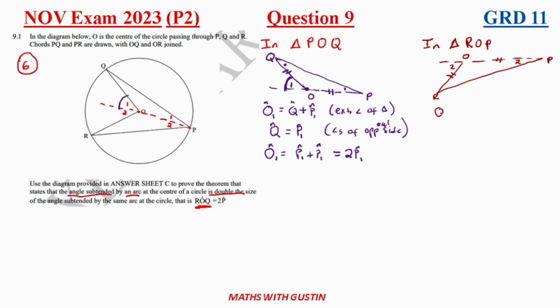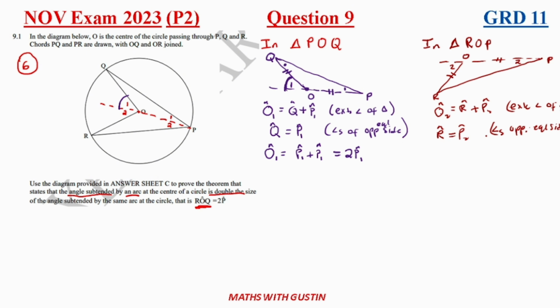So therefore O2 is going to be equal to the angle that is the exterior angle of a triangle, reason being exterior angle of triangle, same as before. And then R will also have to be equal to P2, reason being angles opposite equal sides.